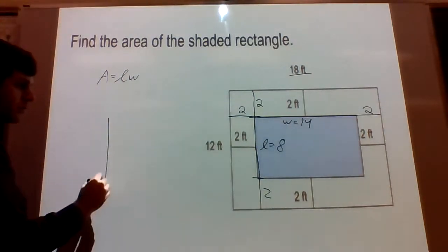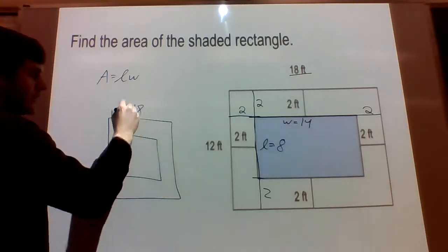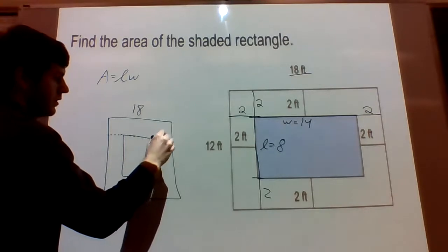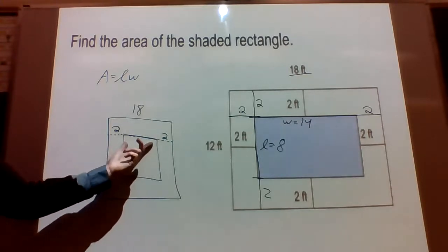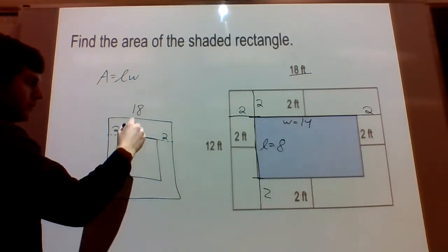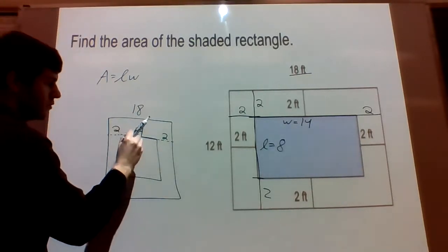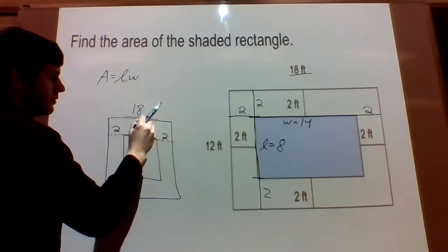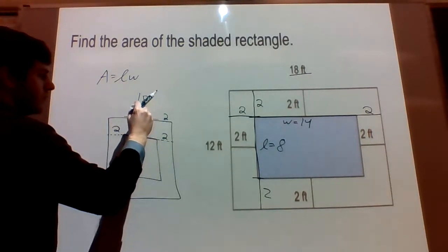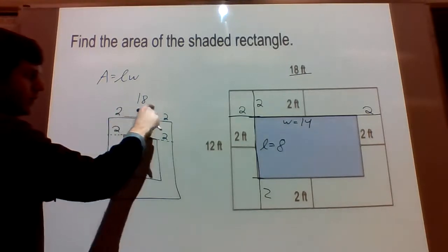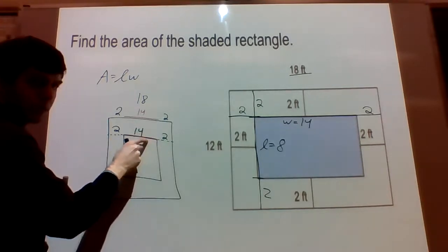If I draw it again, just so it's more clear, we have 2 rectangles, one inside the other. We know this distance is 18. We know this distance is 2 and this distance is 2. So what piece is missing? It's going to be 14. If this is red, 14, the whole thing's 18: 2, 14, 2. So 18 minus 4, minus 2 and 2, is going to give us 14.